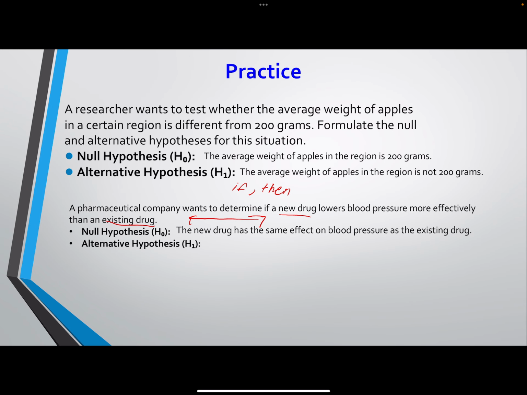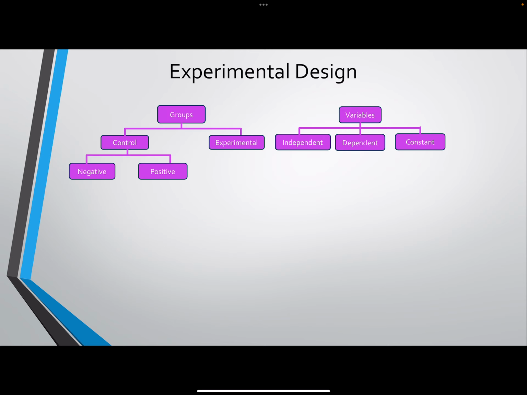So your null hypothesis, the best one you could go ahead and make, would be that the new drug has the same effect on blood pressure as the existing drug. And then for the alternative hypothesis, you want to go ahead and support your experiment or refute it. You could put the new drug has a different effect, either more or less, on blood pressure compared to the existing drug. You want to either go ahead and support or refute.